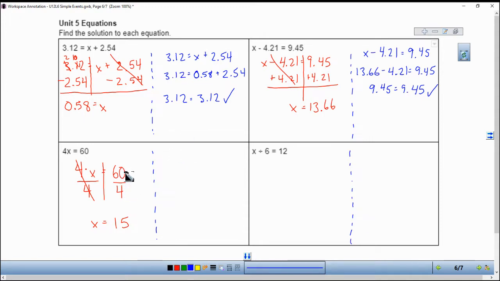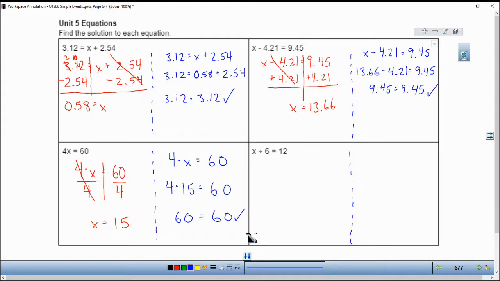Which makes sense because if you divide 60 minutes by 4, a quarter of an hour is 15 minutes, so that would make sense. So now to check it, we have 4 times x equals 60. Well, x is 15, so it'd be 4 times 15 equals 60. Now, 4 times 10 is 40, 4 times 5 is 20, 40 plus 20 would be 60, so that checks out there.